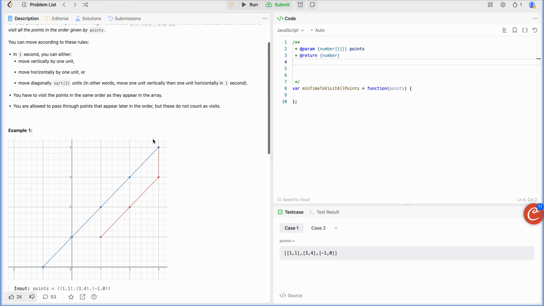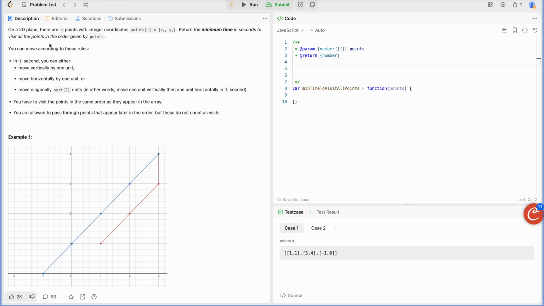Okay, what does in order mean? I have not understood this yet, but I'll figure it out while I'm reading the rest of the question. You can move according to these rules. In 1 second, you can either move vertically by 1 unit. Oh, got it. They are saying that I need to visit the points in order only. Suppose I want to visit a point, I can move vertically, horizontally, or diagonally. So I need to figure out the minimum path to visit all the points that are in order.